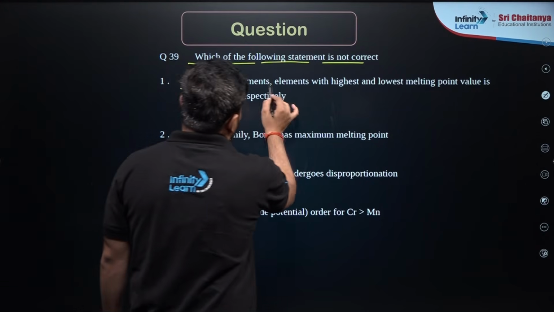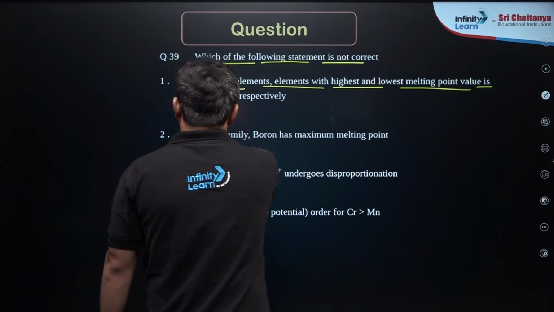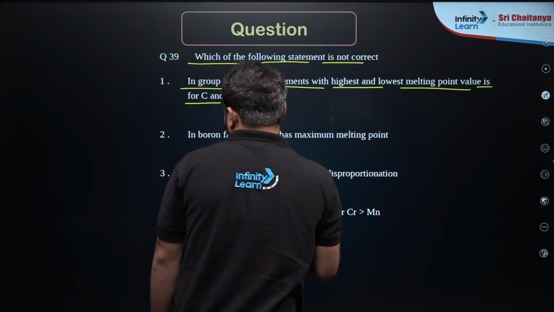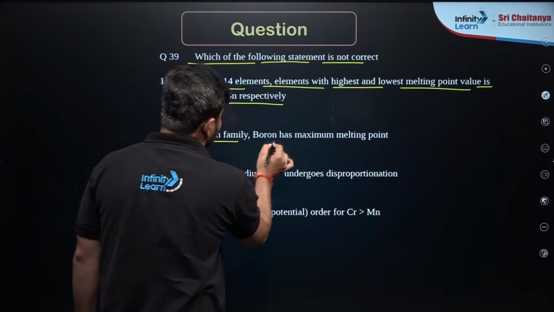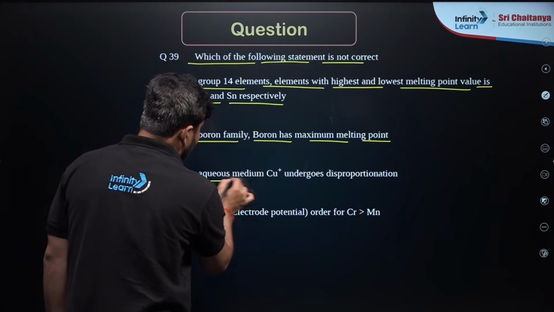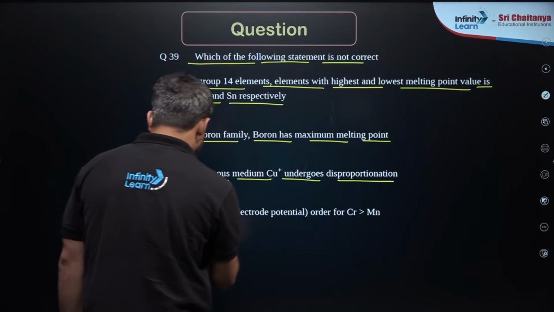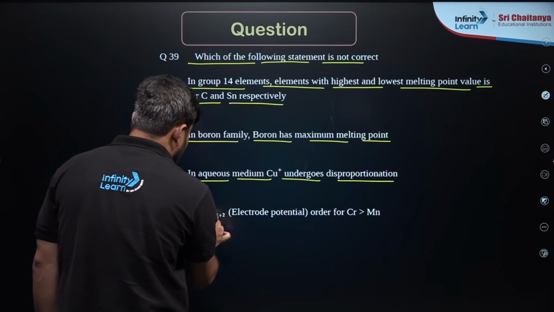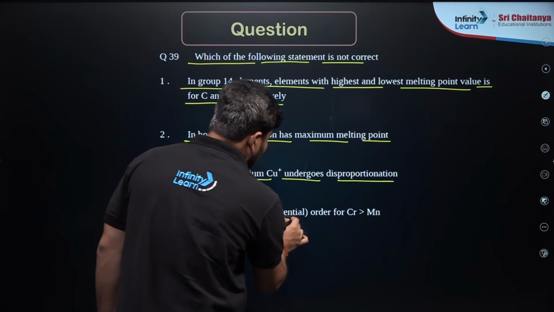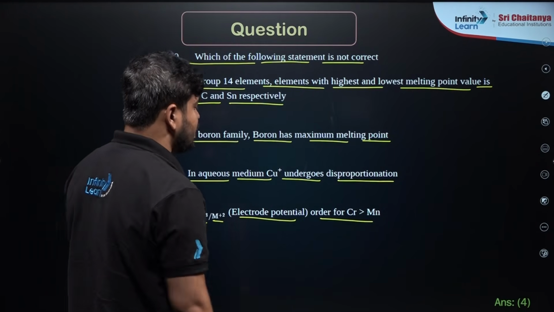In group 14 elements, the highest and lowest melting points are for carbon and tin respectively. Second, in the boron family, boron has the maximum melting point. Third, in aqueous medium Cu2+ undergoes a disproportionation reaction, and here the E naught of the M+3/M+2 electrode potential order gives Cr greater than Mn only.